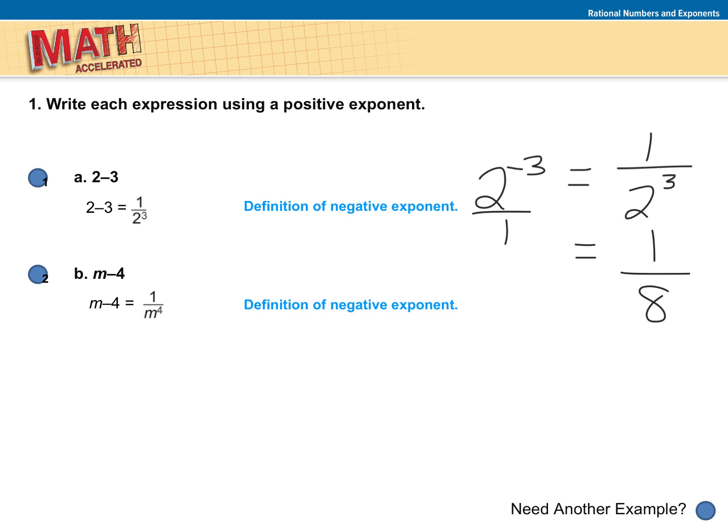Same thing with variables. If we have m to the negative fourth power, how do we make that positive? So what would my answer be here? 1 over m to the fourth power. You got it. Questions? Try these next two on your own. We have 3 to the negative fourth, and we have m to the negative second power.